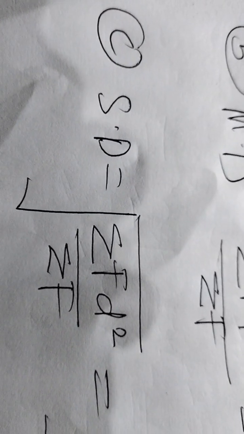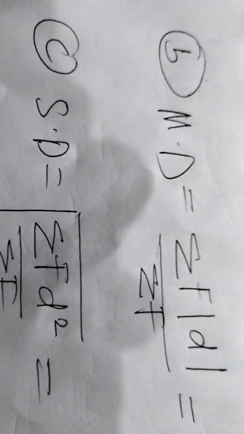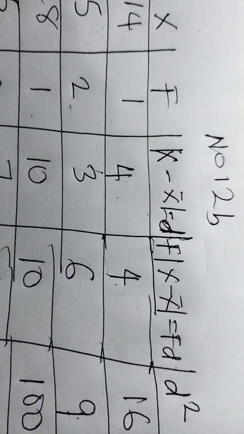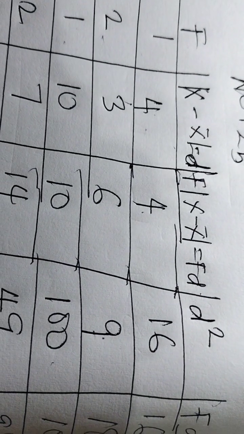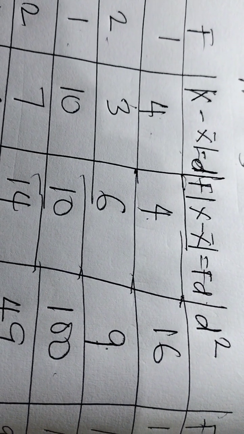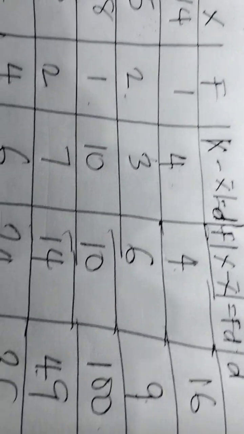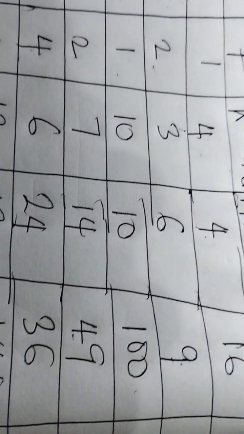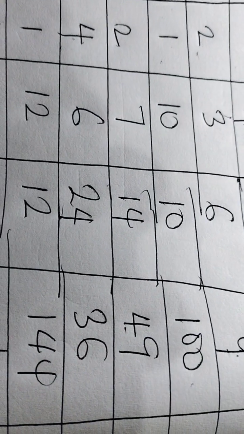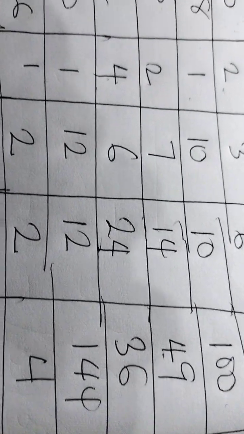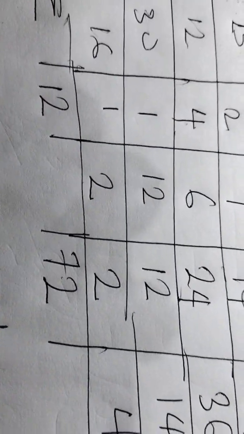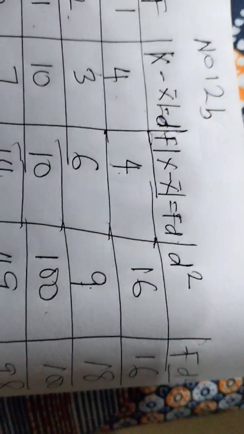Then the next question is to find the standard deviation. To find the standard deviation, we'll go back to the table and create more columns. We'll now create deviation squared. Deviation 4 squared gives us 16. 3 squared gives us 9. 10 squared gives us 100, 7 squared gives us 49, 6 squared gives us 36, 12 squared is 144, 2 squared is 4. So that is this column, deviation squared.